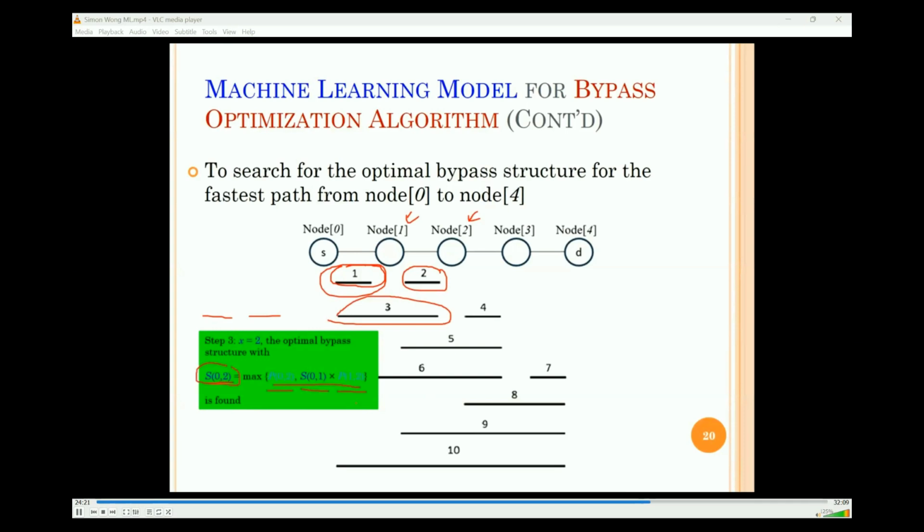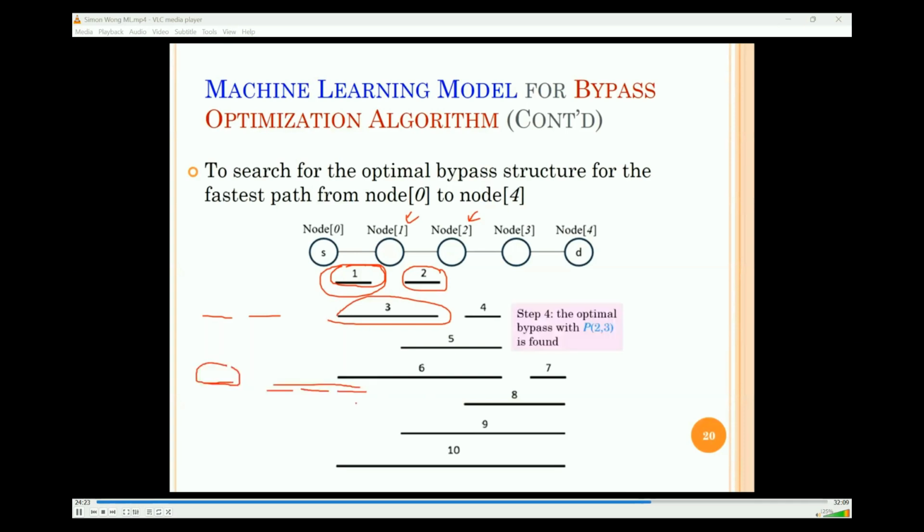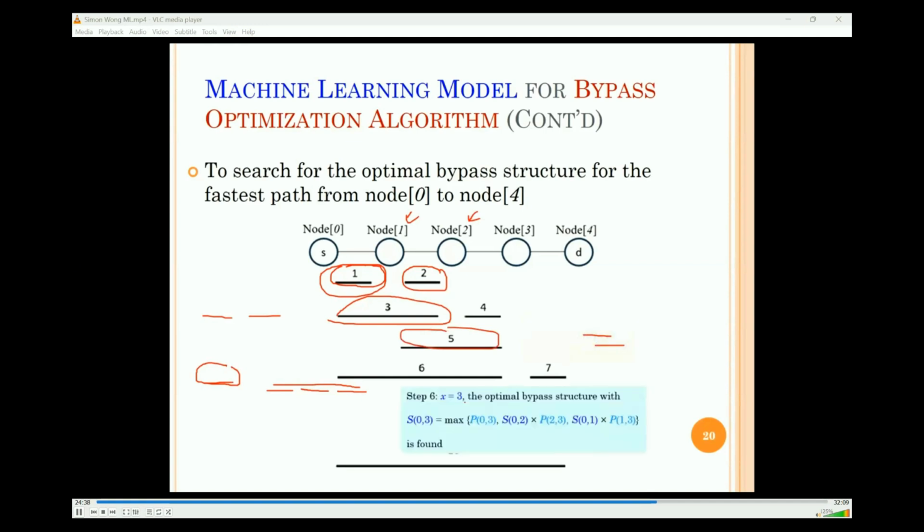Then next, step 4. For step 4, we find P23. And step 5, we can find P13 at step 5. And step 6, at step 6, x is 3. The optimal bypass structure with x03, which is the maximum of all these 3 figures.